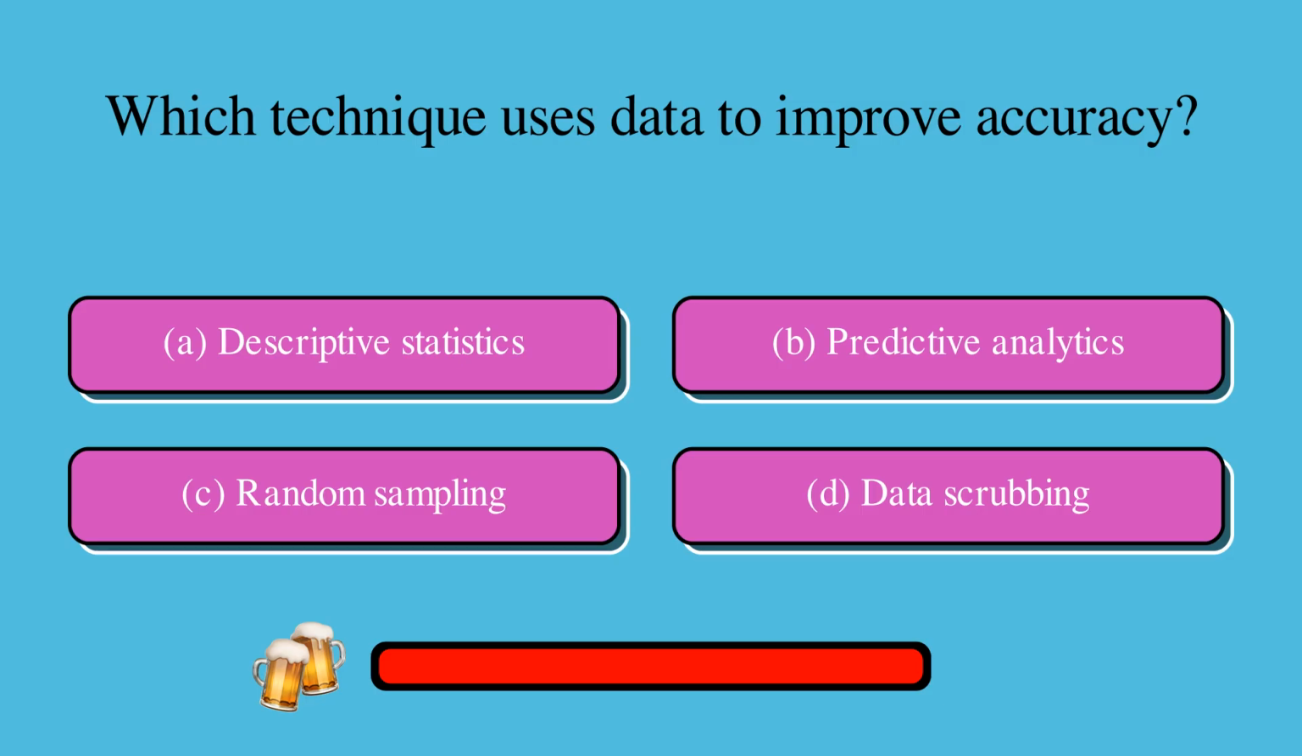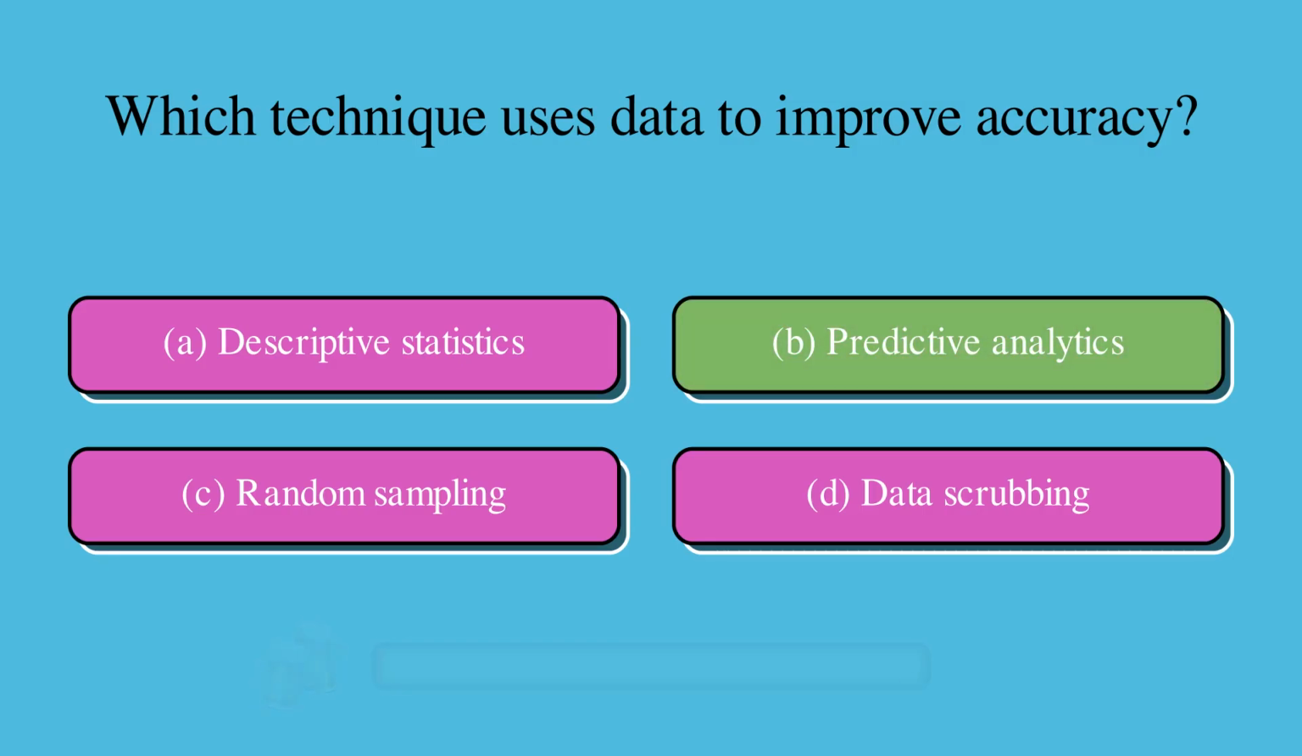Which technique uses data to improve accuracy? Is it A, descriptive statistics, B, predictive analytics, C, random sampling, or D, data scrubbing? The correct answer is B, predictive analytics.